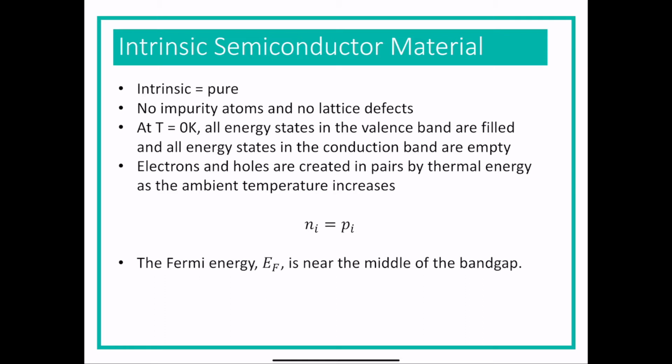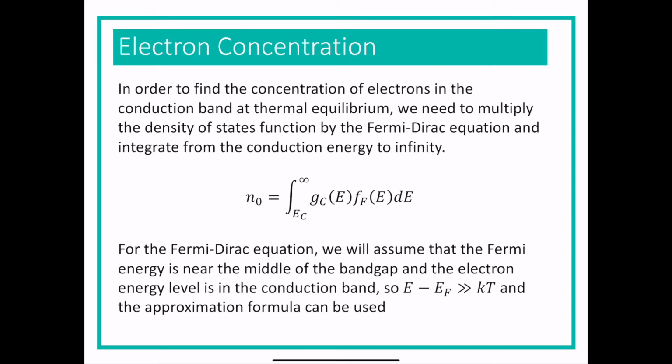And the Fermi energy is near the middle of the band gap between the conduction and the valence energy. It's actually not exactly in the middle, but it's close. So if we want to find how many electrons there are in the conduction band, we have to multiply the two functions together, and then we have to integrate from the conduction energy up, because that's basically where all the free electrons would be. They would either have an energy at the conduction level or an energy greater than that. So that's basically how we're going to have to figure that out.